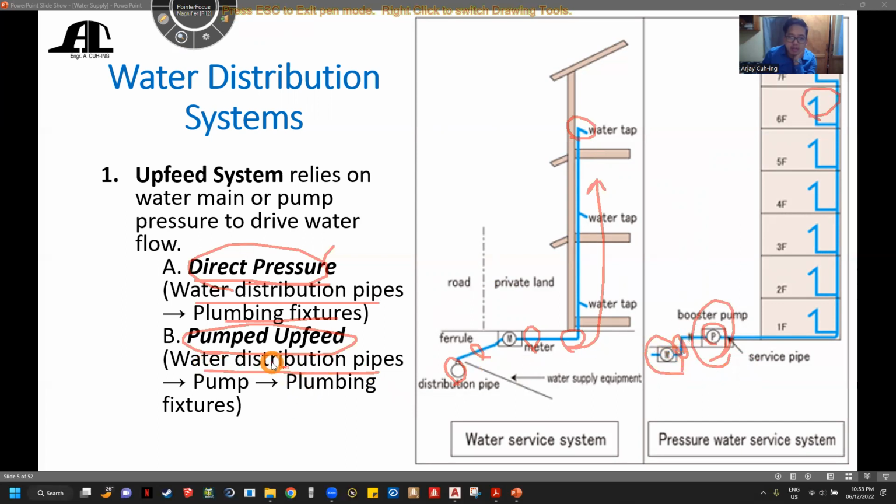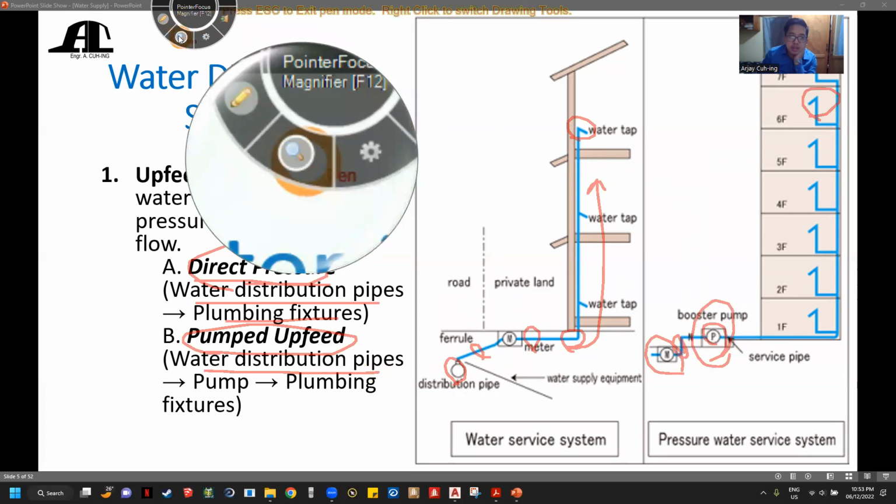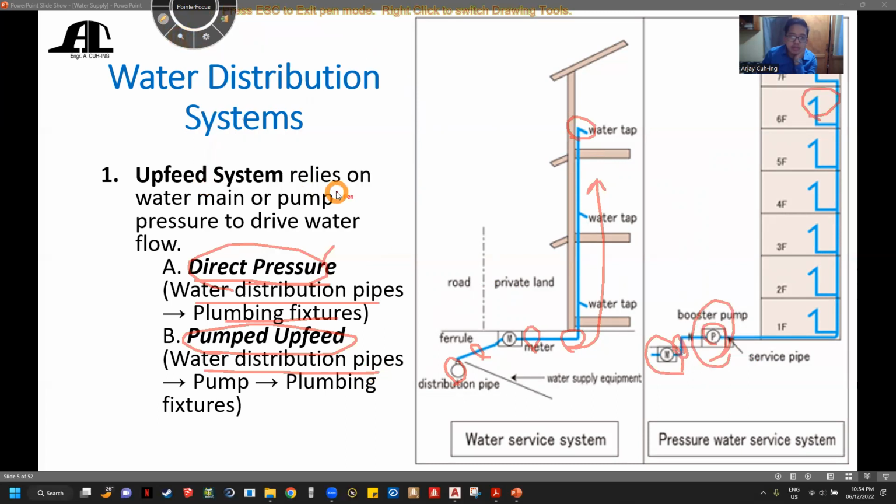So the flow from the water distribution pipe goes like this. Let's say the water meter, then we introduce a pump, then it goes to the plumbing fixtures. So the formal definition of upfeed class is that it relies on the pressure from the pump itself or the water main distributor.